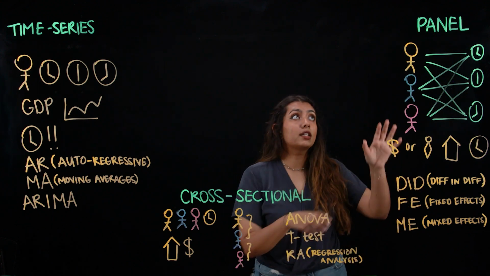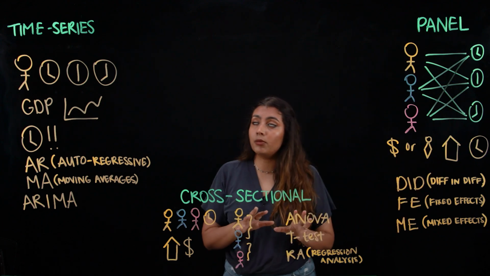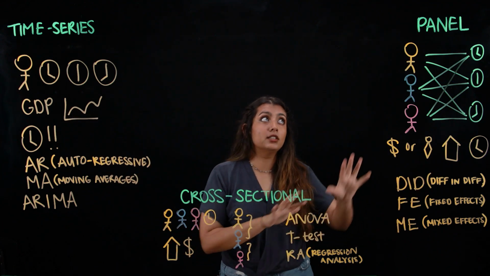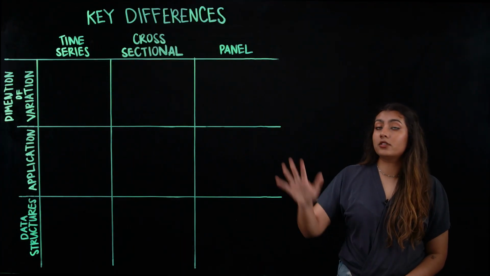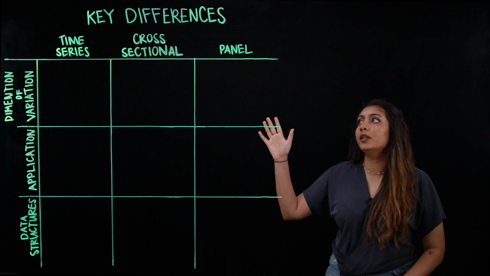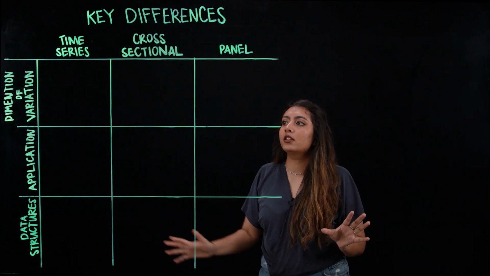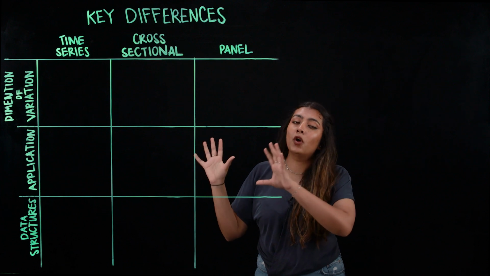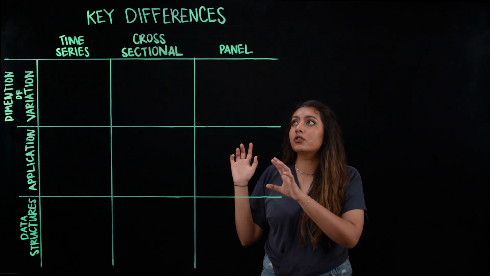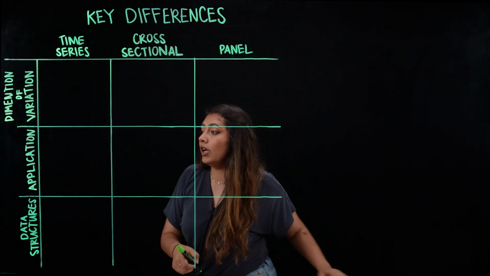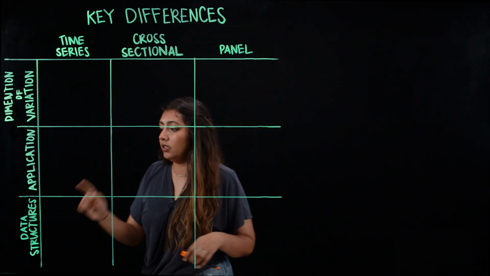And again, I know that can get a little confusing. Try and remember that it's a mixture of both time series and cross-sectional data in order to get panel data. So now we're going to talk about some key differences between each of our 3 data structures. And this should be sort of a high-level overview of what each of those structures look like with the dimension of variation, the applications, and the data structures.